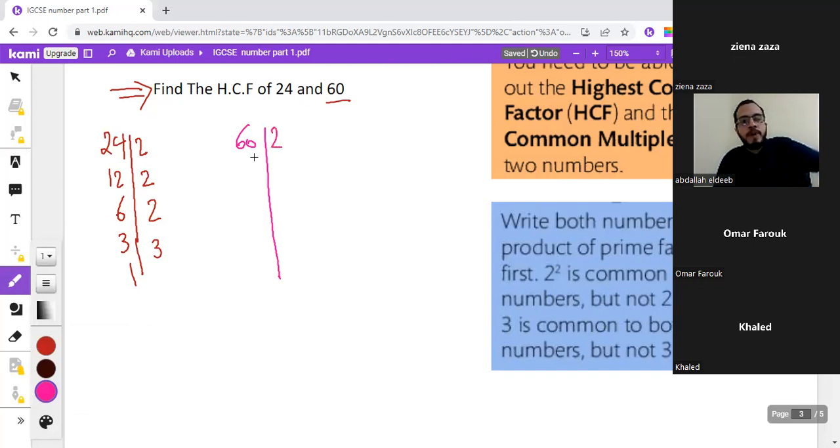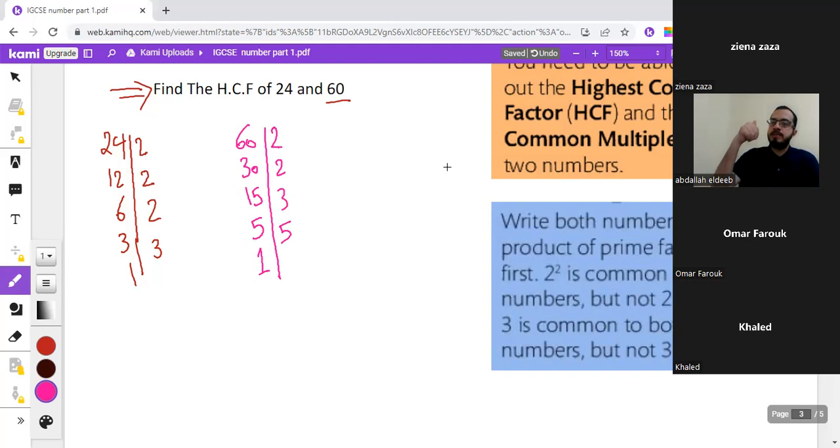And 60 divided by 2 is 30, divided by 2 is 15, divided by 2. Oh, I cannot divide 15 by 2. Use 3. Thank you. 15 divided by 3 is 5. 5 divided by 3, I cannot divide 5 by 3. Divide 5 by 5. So I will divide 5 by 5 is 1.